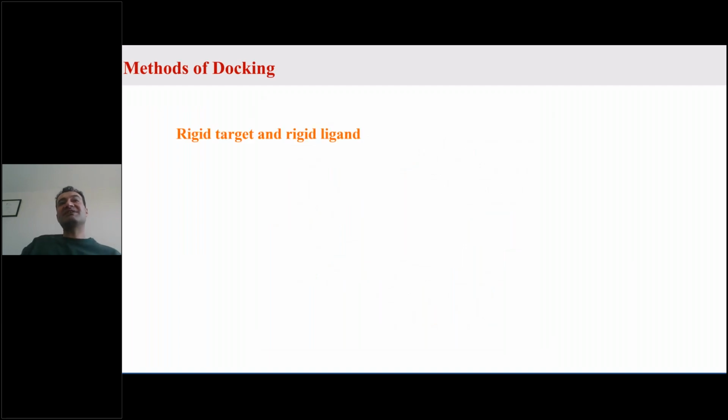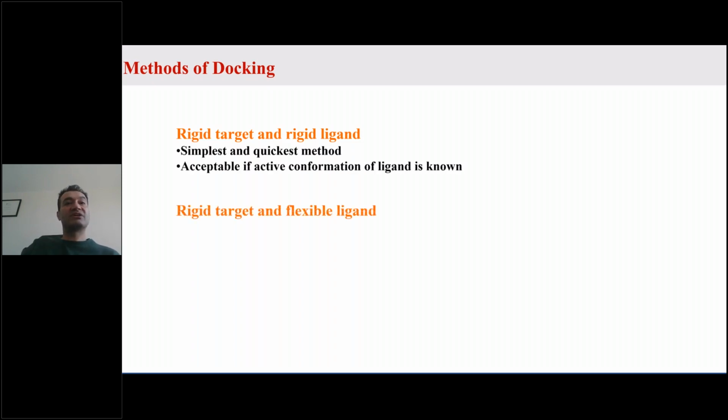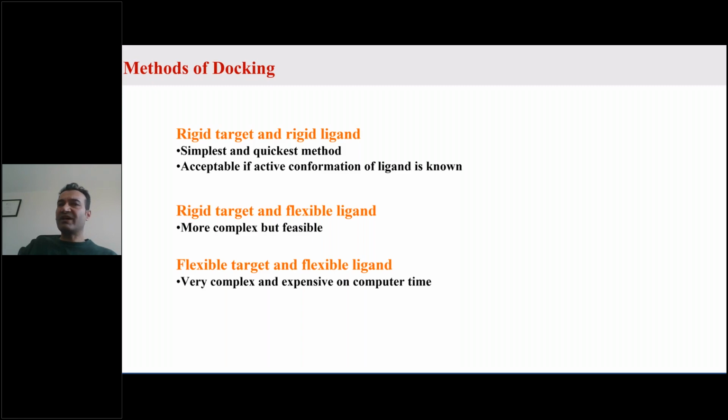Sometimes we treat the target and the ligand as rigid. Sometimes the target, the protein, is treated as rigid, but the ligand is treated as flexible. The most commonly used method is the second one. It is more complex but feasible. If you treat both target and ligand as flexible, it is very complex and expensive on computer time, but the success rate of the second one is better than the first and the third one.